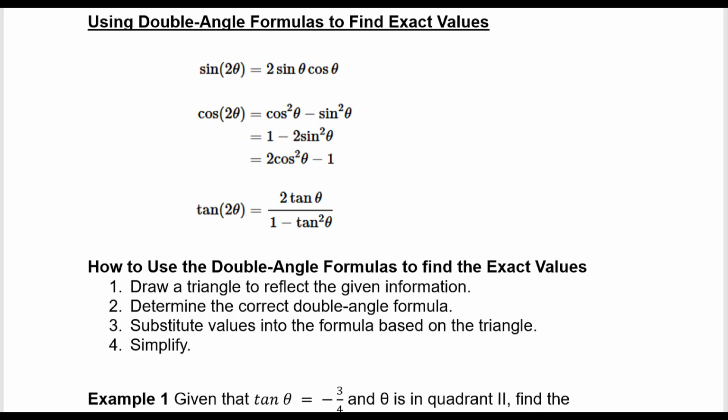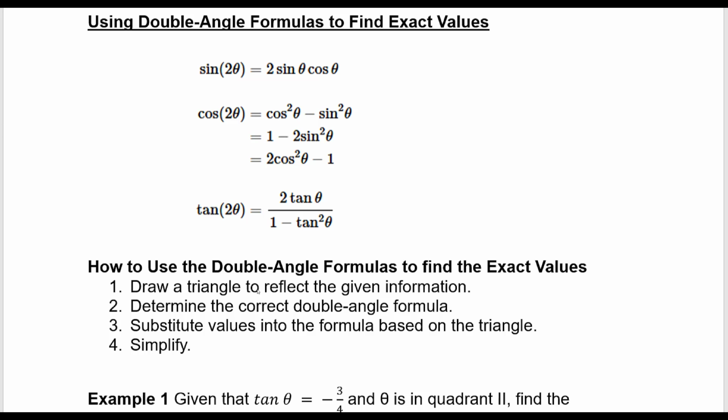So let's take a look at using double angle formulas to find exact values. The double angle formulas are: sine of 2 theta equals 2 sine theta cosine theta. For cosine 2 theta, we have options here: cosine squared theta minus sine squared theta, 1 minus 2 sine squared theta, or 2 cosine squared theta minus 1. And tangent 2 theta is 2 tangent theta over 1 minus tangent squared theta.